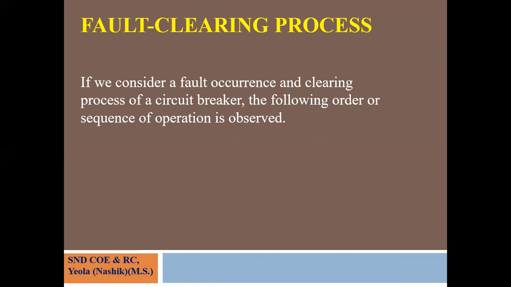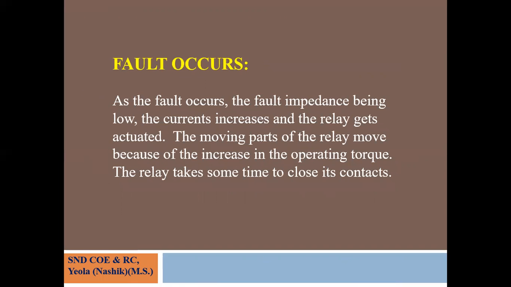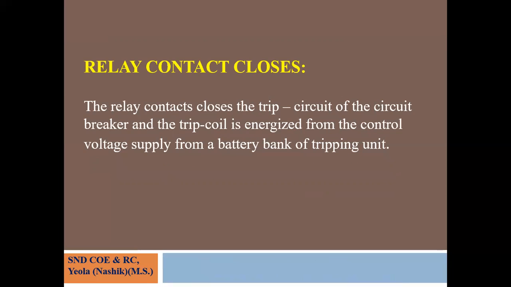The fault clearing process. If we consider a fault occurrence and clearing process of a circuit breaker, the following sequence of operation is observed. Fault occurs. As the fault occurs, the fault impedance being low, the current increases and the relay gets actuated. The moving parts of the relay move because of the increase in the operating torque. The relay takes some time to close its contacts. Relay contact closes. When the relay contact closes, the trip circuit of the circuit breaker and trip coil is energized from the control voltage supply from a battery bank of the tripping unit.